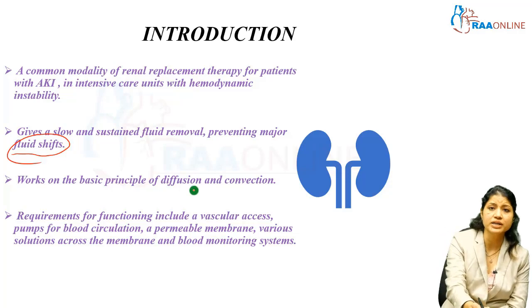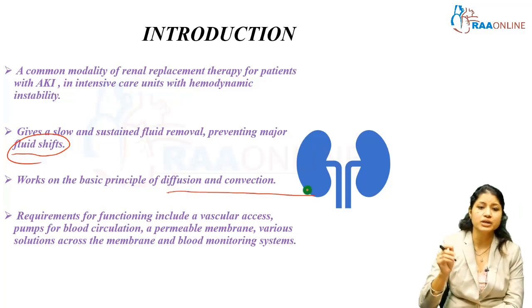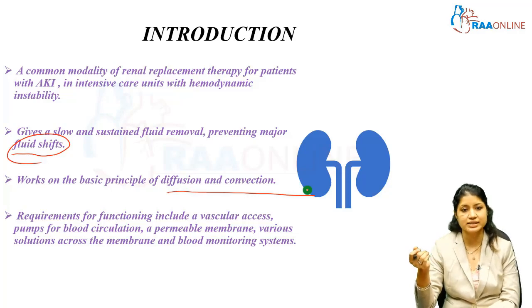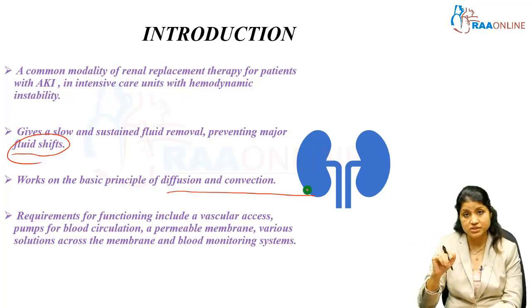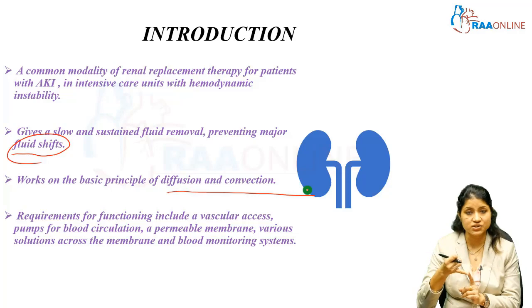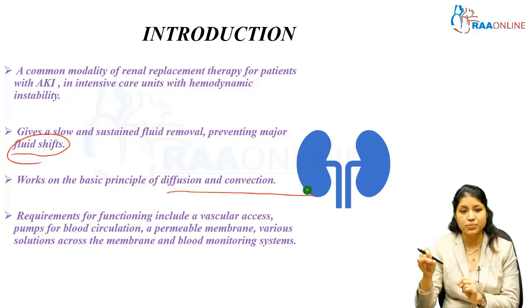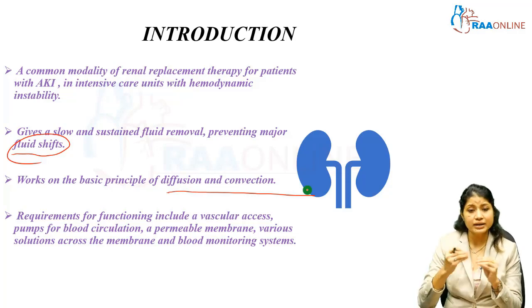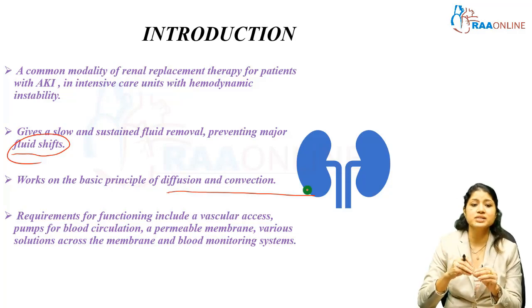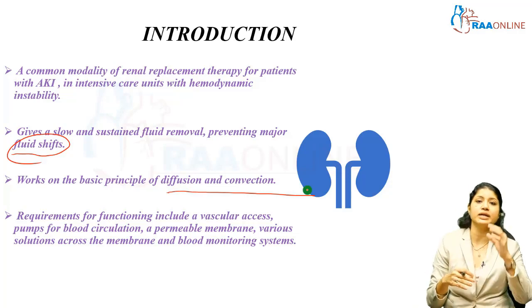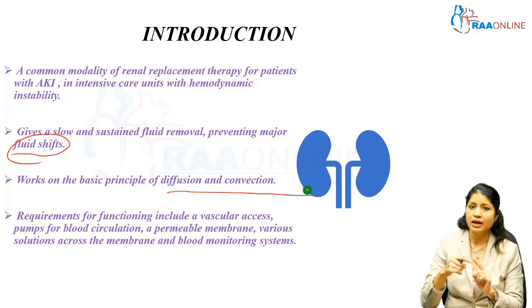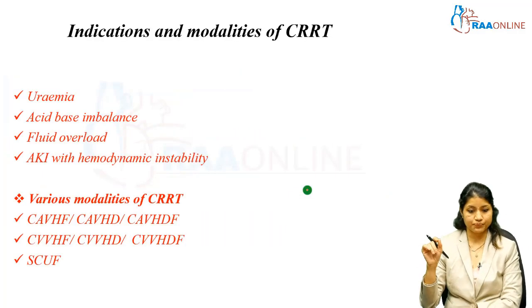It mostly works on principles like diffusion and convection. What is diffusion, what is convection, we will see in the next slides. And what are the requirements for initiating a CRRT? Obviously a vascular access, then you need blood pumps for circulation, you definitely need a permeable membrane through which filtration occurs, and in addition to this you need various solutions which will be going in and out of the filter or the blood circuits and across the membrane, and a blood monitoring system.